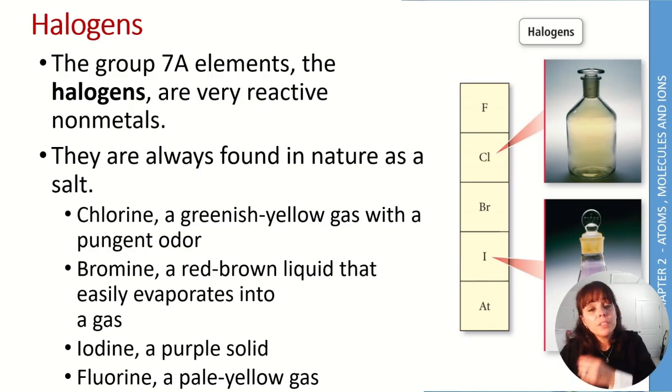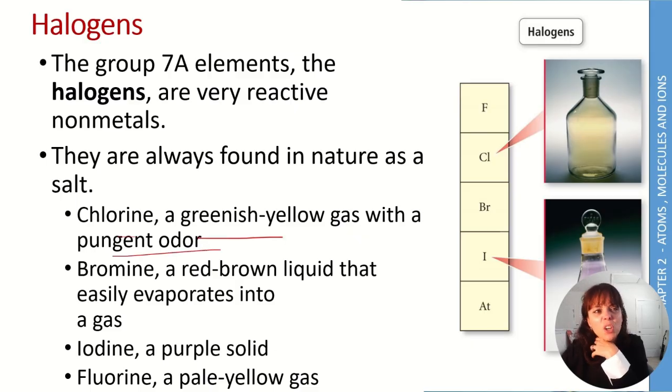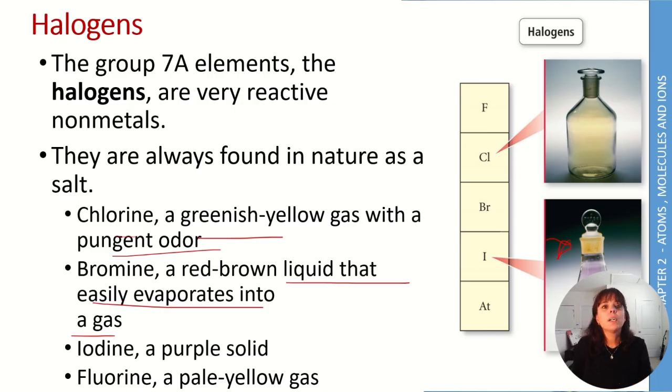So halogens are very important elements. You're going to find a lot of products with the halogens, like hydrochloric acid, or some used in health, like fluorine. They are always found in nature as a salt, like chlorine, a greenish-yellow gas with a pungent odor. Bromine, a red-brown liquid that easily evaporates into a gas. We have iodine, a purple solid, and very volatile. Fluorine, a pale yellow gas. Okay, so these are the main characteristics of that.